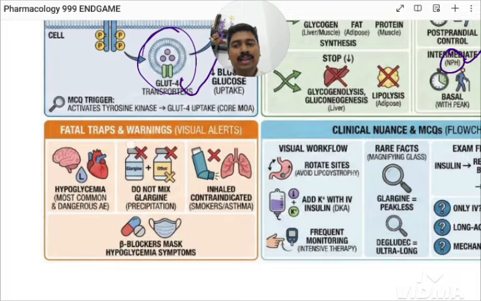Now remember, don't mix anything with glargine. This glargine comes with a warning also. Glargine is the most commonly used long-acting insulin to be given at night. We usually give it at 10 p.m., and along with it we give 3 bolus doses just before meals. Glargine should not be mixed with other insulin because it can cause precipitation. Precipitation means it will stay in the syringe only. It won't go into the system, it won't be in suspended form.